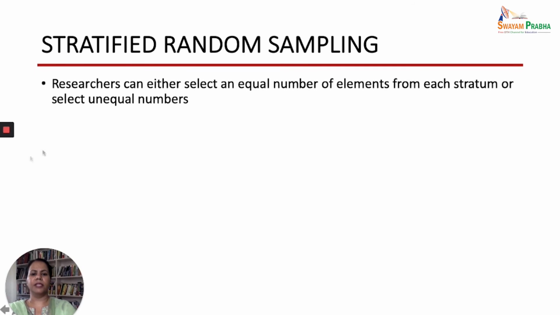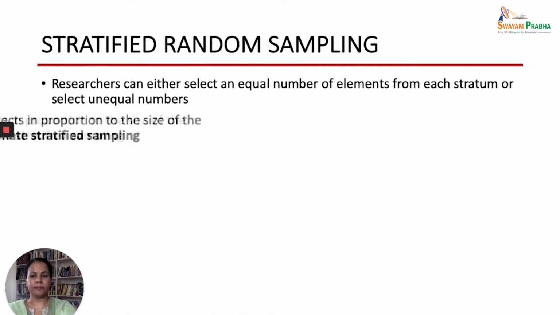Researcher can either select an equal number of elements from each stratum or select unequal numbers. So it depends upon the research question and depends upon your population. So you can select an equal number of elements, like 50%, 50% if you have two groups, or if you have three groups, 33, 33, 33% you can take, or sometimes you can select an unequal number depending upon the presence of those groups or segments in your population.